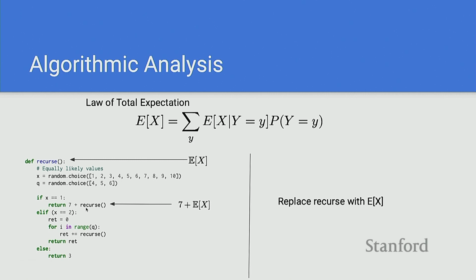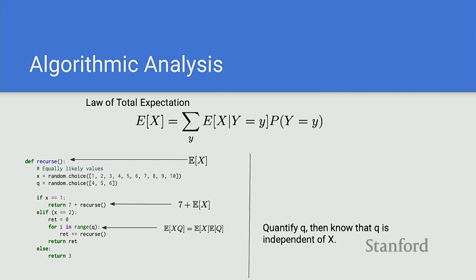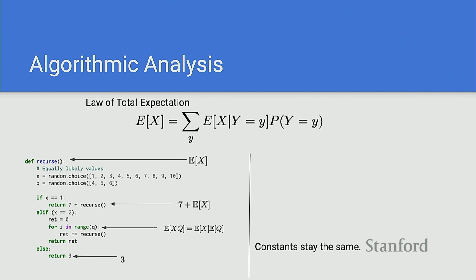Okay. Now where it gets complicated is, in the for loop here, we technically have expectation of x times q, where q is this other uniform distribution here. Okay? So the way we work with that is, we see that whatever our choice q is here is going to be independent of whatever this recurse is going to return us. So we can just make the independence assumption here and say that expectation of x times q is equal to the expectation of x times the expectation of q. Okay? So after that, okay, return 3. 3 is 3. So no expectation here. It's just this. All right.